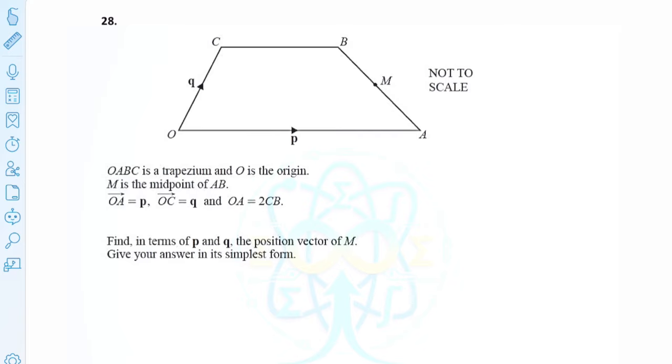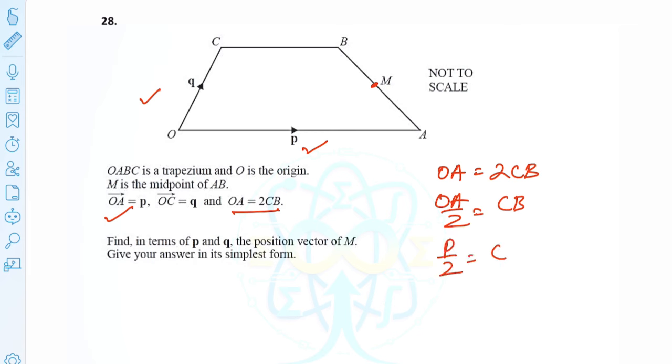Question number 28 is a vector question. How to find vectors? Listen carefully. It's a trapezium. OA equals 2CB. This one is given P, this one is given Q, M is the midpoint. If OA equals 2CB, divide by 2 on both sides, so OA over 2 equals CB. Yes or no? OA equals P, so it is P over 2. So CB vector equals P over 2. Simple. I can write half of P, or P over 2, doesn't matter.